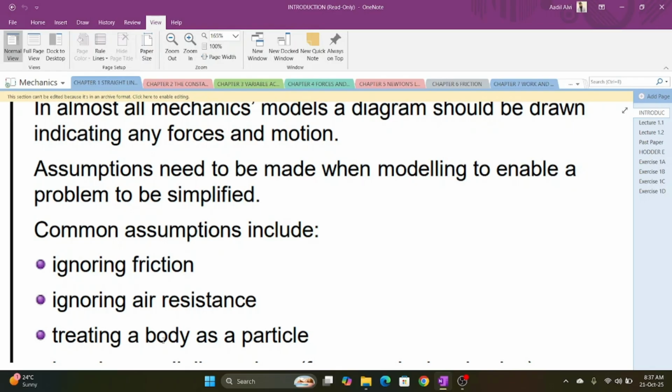So one of the assumptions that we make is we treat our body as a particle. Particle means it has no mass, it is a single point, it has no dimensions, it is just one single point, and on that point you are seeing what forces are being applied on that particular particle.